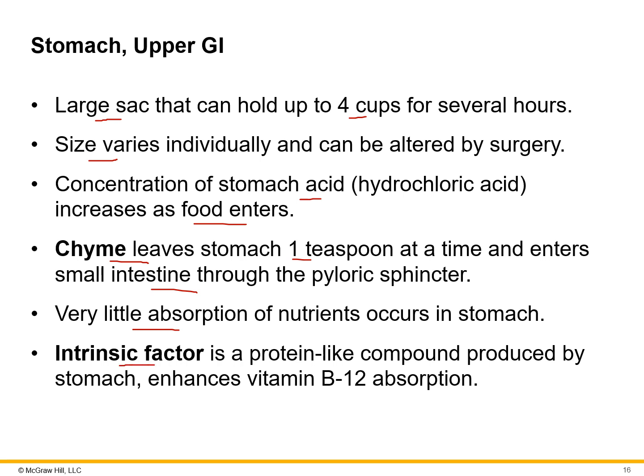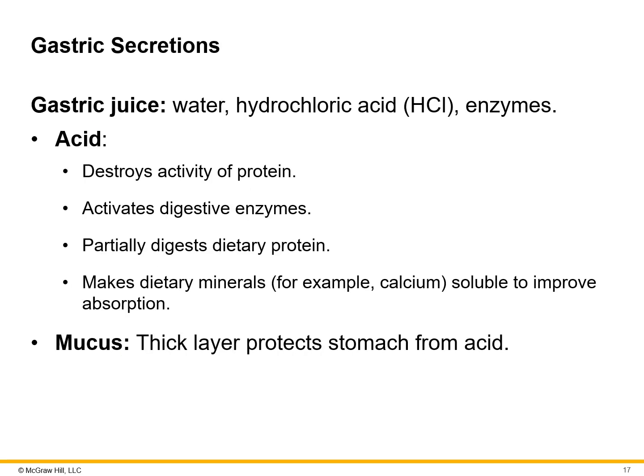And then we mentioned the intrinsic factor before, but this is a protein-like compound that helps absorb vitamin B12. Now these gastric juices, mainly made up of acid, break down proteins. The digestive enzymes get activated at that low pH, which starts the breakdown of proteins, and it makes some of the dietary minerals like calcium soluble and helps them get absorbed better. And then there's that mucus that a lot of our organs release to lubricate the food as well as protect our cells.